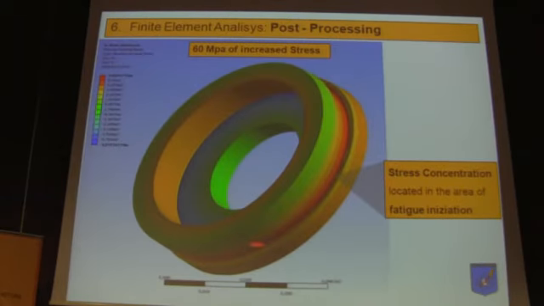And the finite element analysis shows an abnormal stress, an increase of stress, completely abnormal, located in the area of fatigue initiation. And this is for 40 degrees, so the best case. If we increase temperatures, it would be worse from a stress point of view.